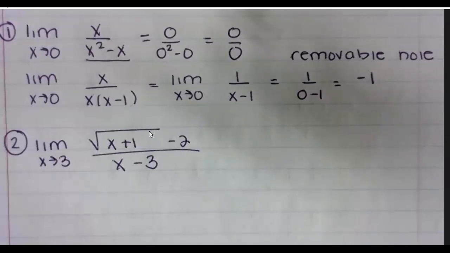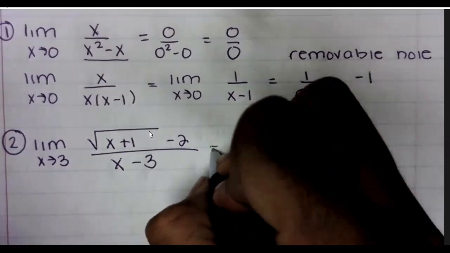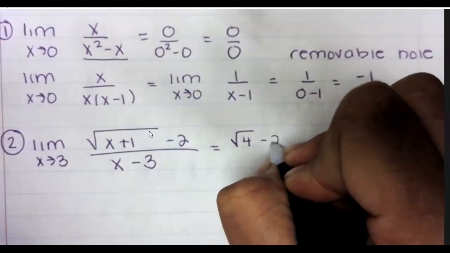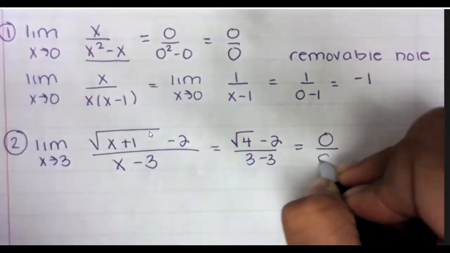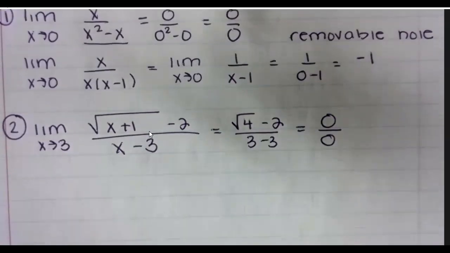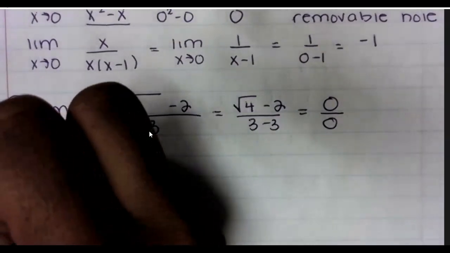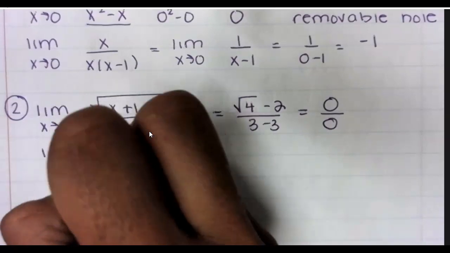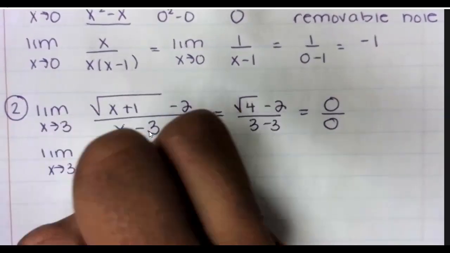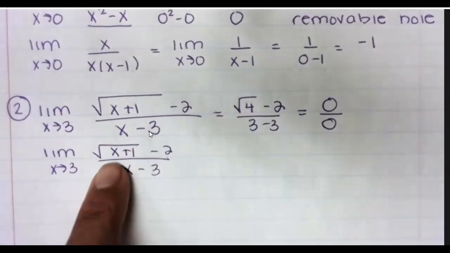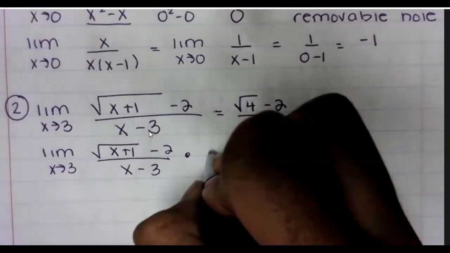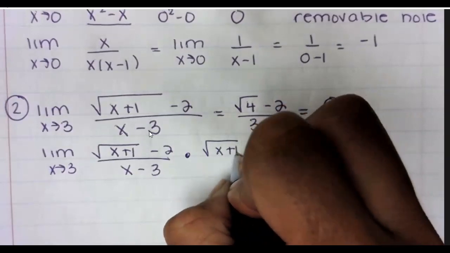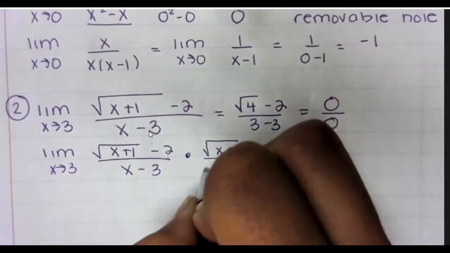All right, so again, when we see this one, I know you're in your head going, complex conjugate. And it is true, because if you plug in 3, you get the square root of 4 minus 2 over 3 minus 3, which gives 2 minus 2, which is 0, and 3 minus 3, which is 0. So we know that this needs to be done using the complex conjugate. The complex conjugate is the difference of squares partner to the numerator. So we're going to multiply top and bottom by square root x plus 1, but plus 2 instead of minus 2.